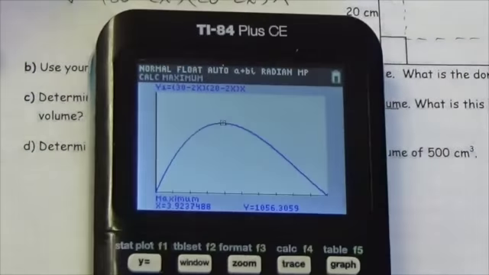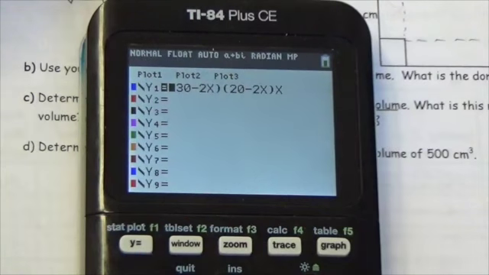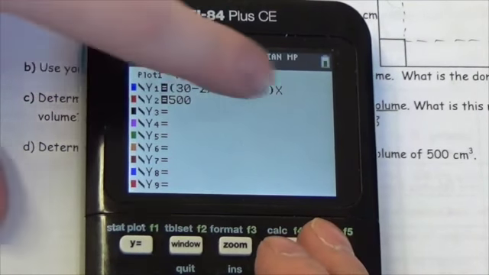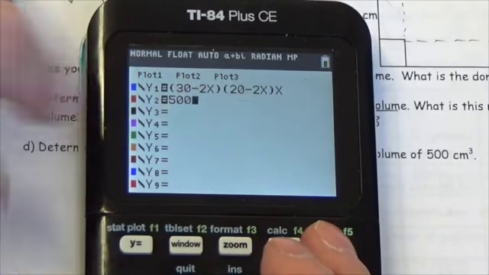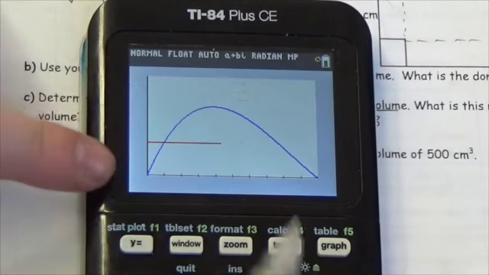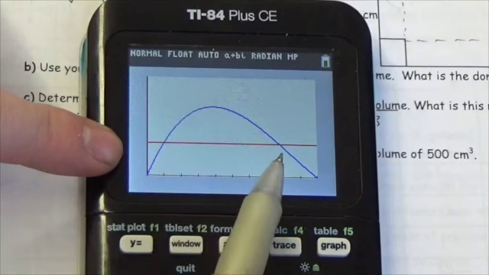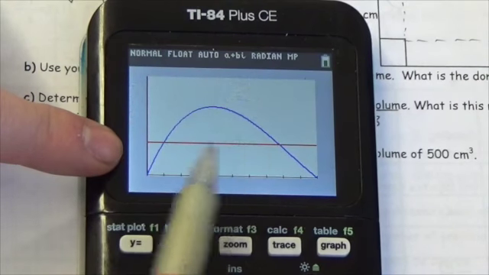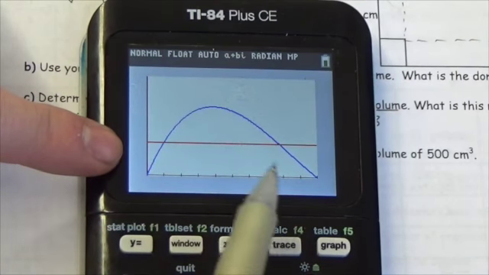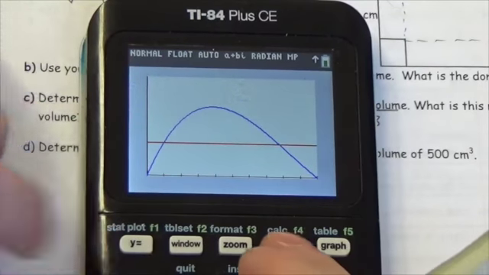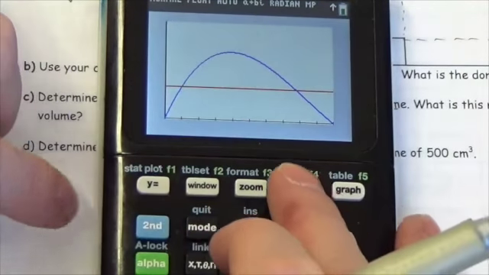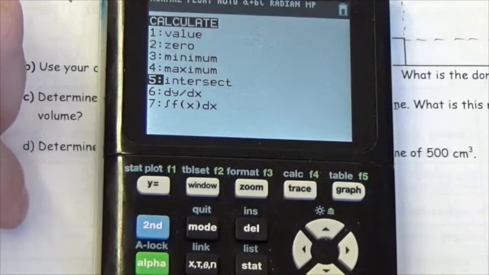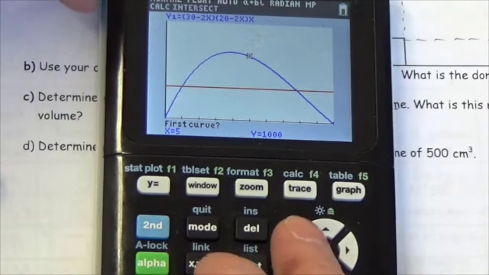Well, I'm giving you a y coordinate here. So what I'm going to do is go down here, and I'm just going to enter 500 as the volume here. So this is my expression for the volume. This is a specific volume I'm looking for. And when I press graph, there's two spots where those intersect, where the 500 meets the actual volume of my box here. So I'm going to go into my calc menu, so second, trace. Now I'm going to look for the points of intersection here.